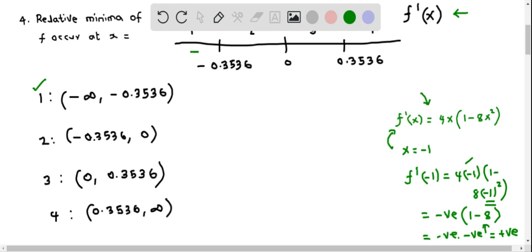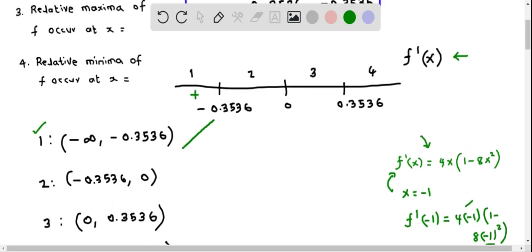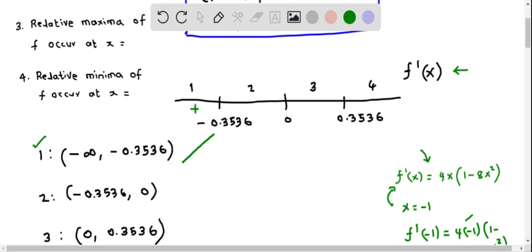So I mark positive here, and whenever the derivative is positive, we say that the function is increasing. When it reaches negative 0.3536, it becomes flat. That is, this point is the critical point, so we mark it as becoming flat. Now let's determine the sign in the second interval.